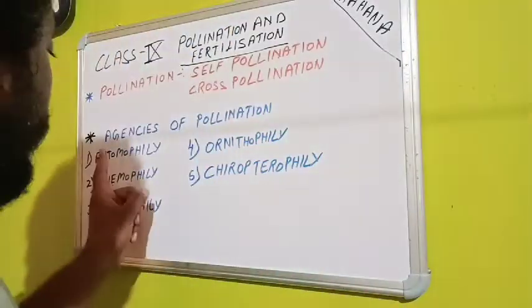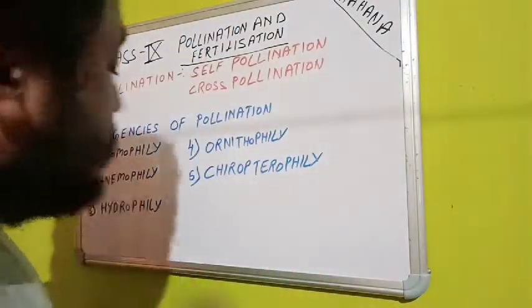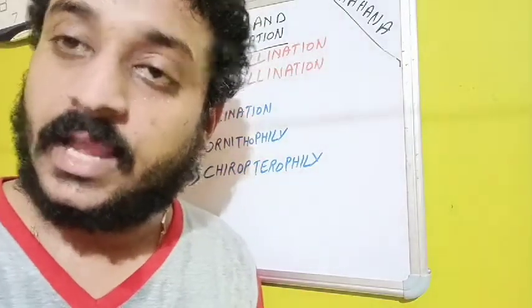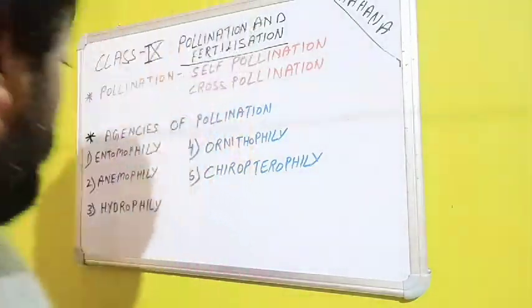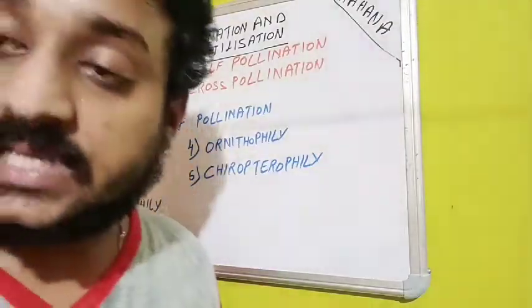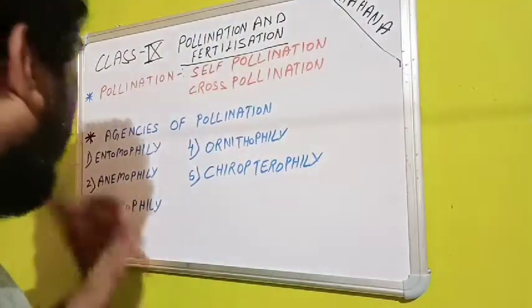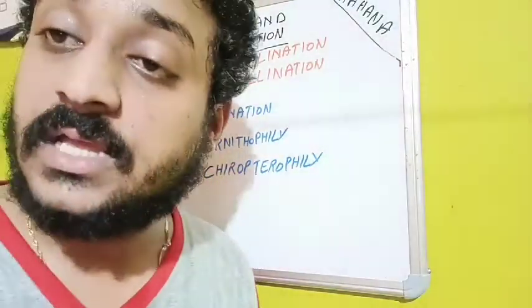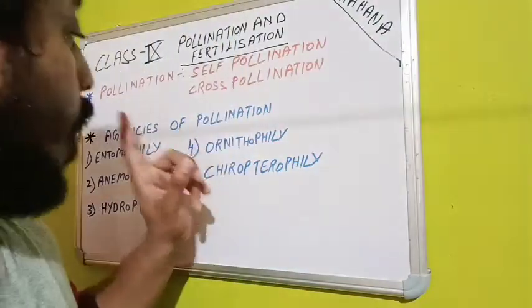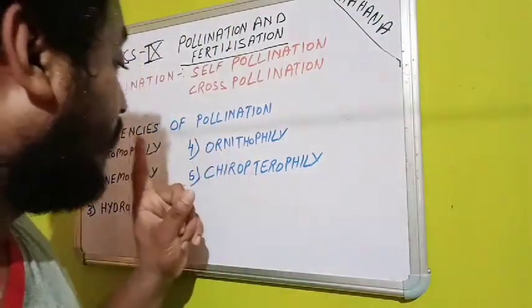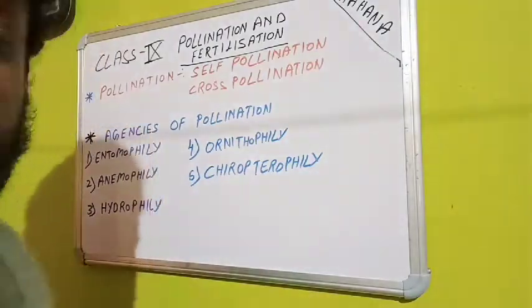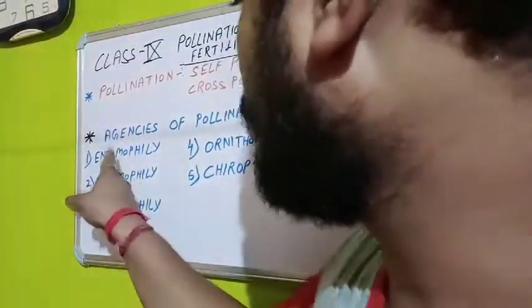So in entomophily, the pollination is done by the insect. Here the agency is the insect. In anemophily, the agency is the wind. In hydrophily, the agency is the water. In ornithophily, birds. In chiropterophily, the bats. One by one we will be discussing them. First of all, we'll discuss entomophily.